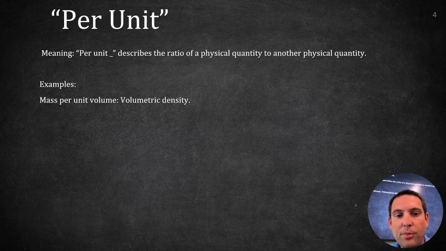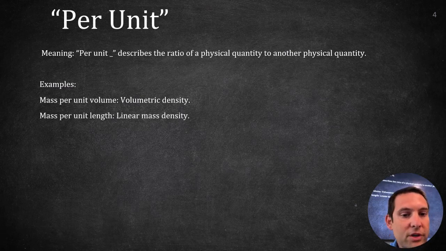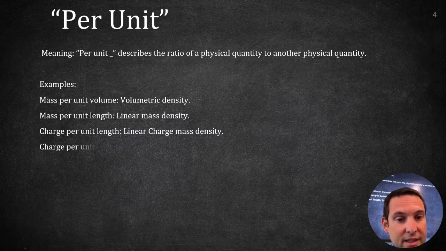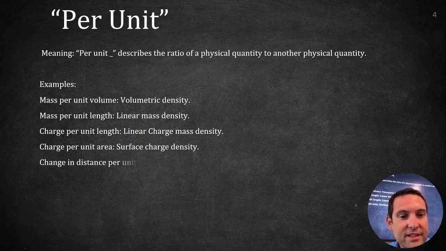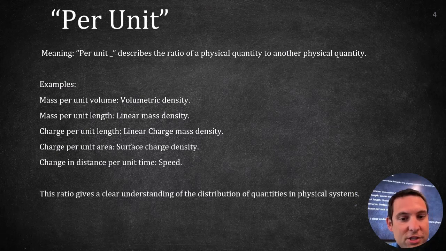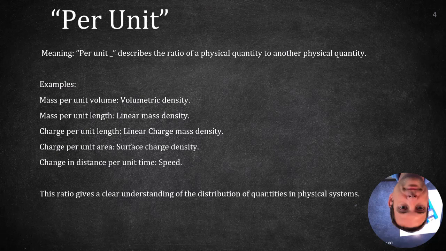So an example of per unit whatever. We have mass per unit volume, that's volumetric density. Mass per unit length, that's linear mass density. Charge per unit length, that's our linear charge density. Charge per unit area, surface charge density. Change in distance per unit time, that would be a speed. This ratio is going to give us a clear understanding of the distribution of quantities in physical systems.